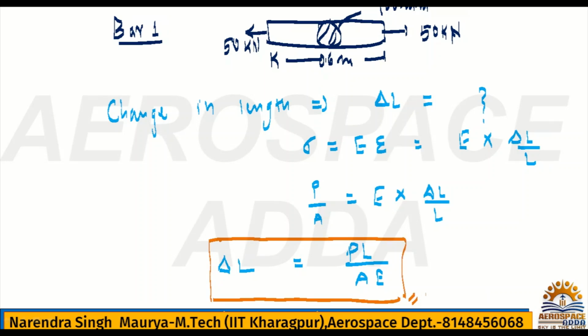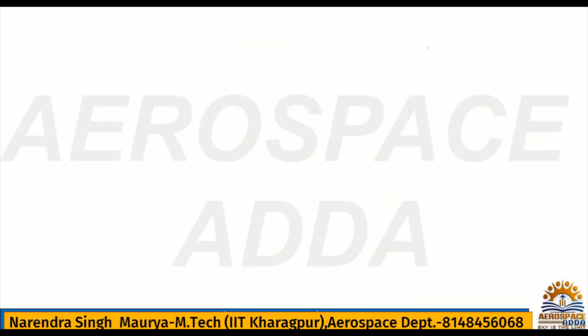Remember this change in length: if the load is tensile, it will be positive. If the load is compressive, then this change in length will be negative. So see, this load is what? Tensile load. So directly you can find delta L. Delta L is nothing but PL divided by AE.